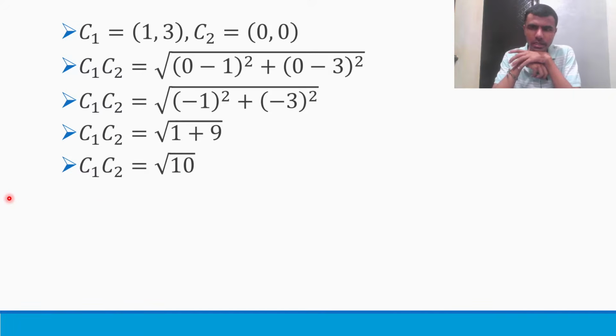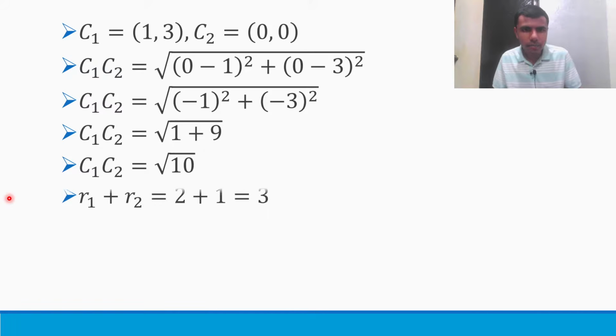See guys, root 10 value will be something like 3.1 or 3.2, something like that. And my R1 plus R2 is 3. So C1C2 is definitely greater than R1 plus R2.